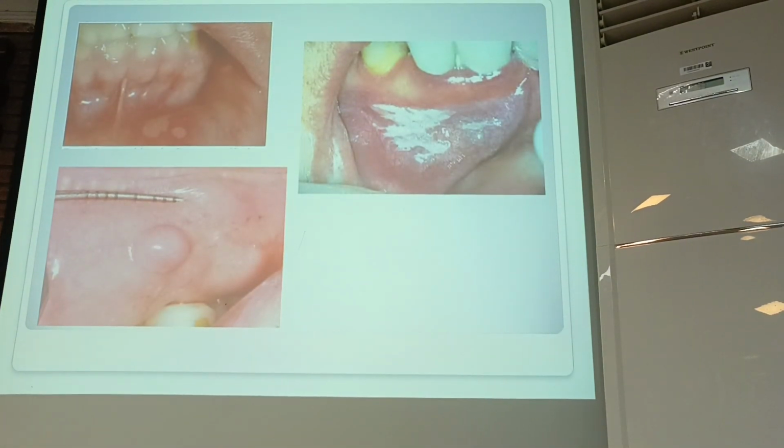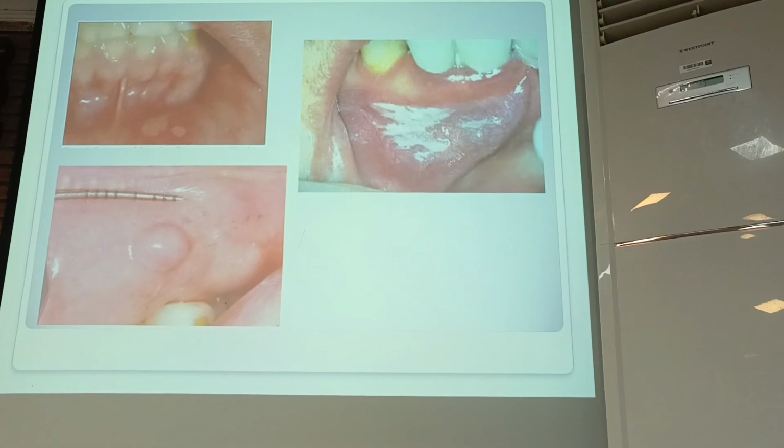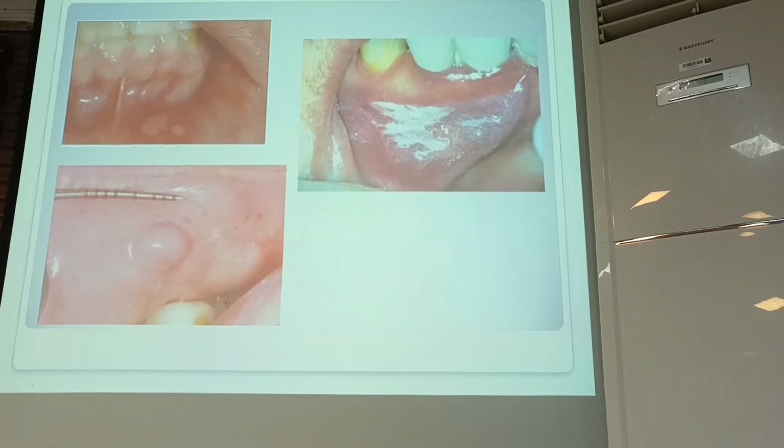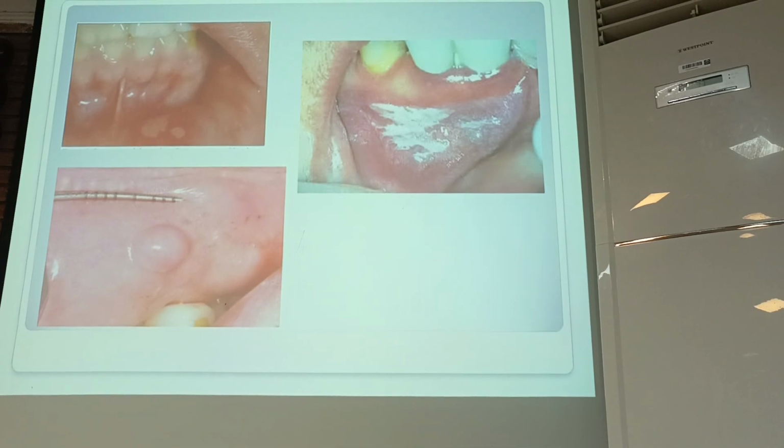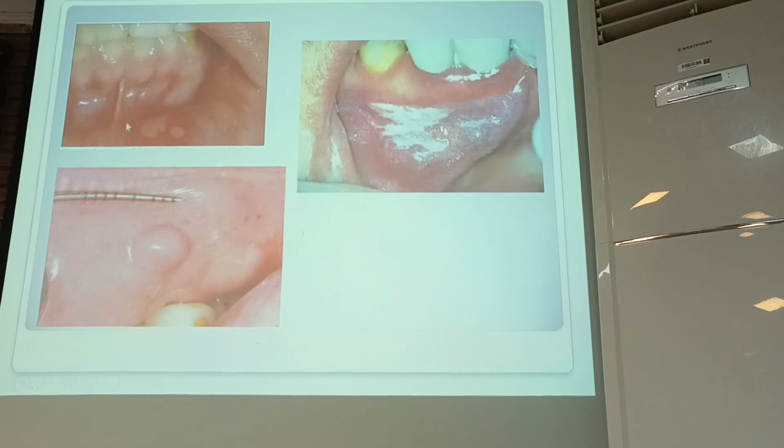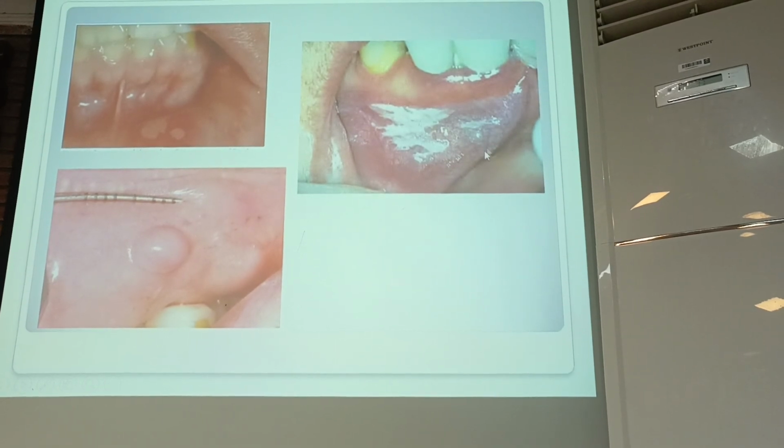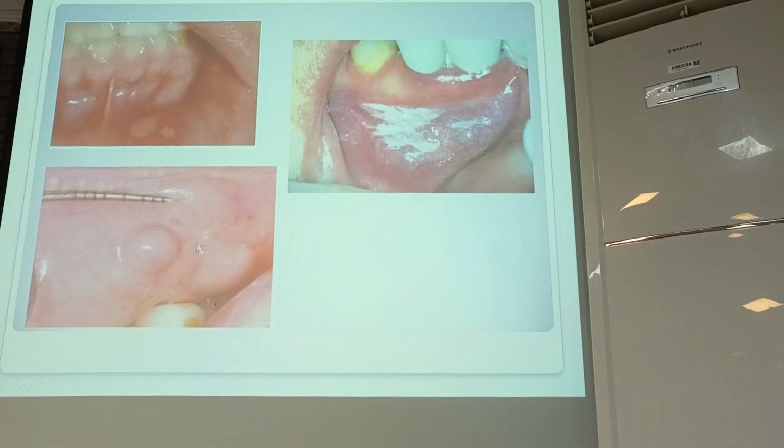For example, the special service provided in this department is the diagnosis of oral lesions. For example, you can see an aphthous-like scar here, you can see a leukoplakia here, and also we have a mucocele. It is induced by accumulation of saliva under the soft tissue.